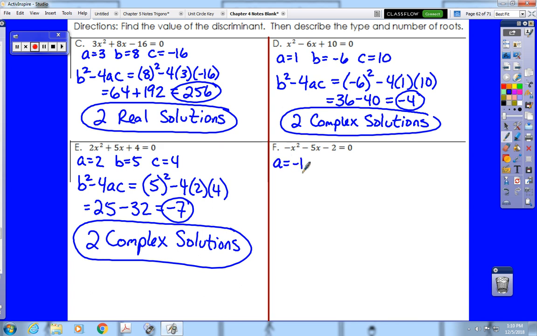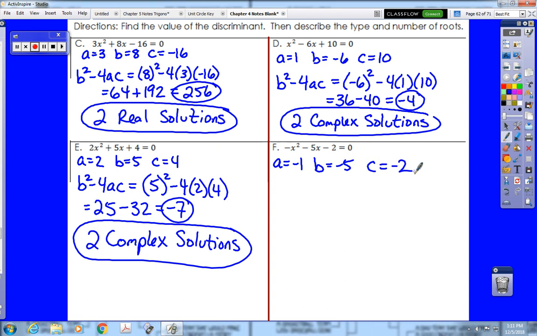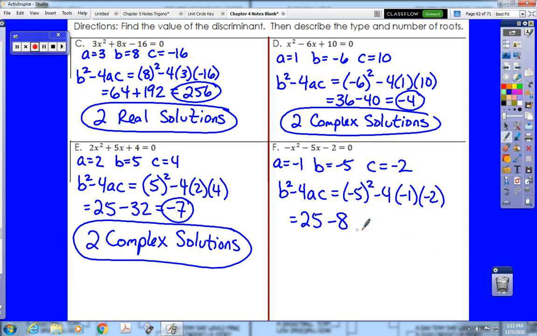Letter F is the first one we've had where A was negative, but it doesn't change the process at all. We identify A, B, and C, and we plug into b squared minus 4ac. So that would be negative 5 squared minus 4 times negative 1 times negative 2. That would be 25 minus 8, or 17. That is a positive number, so we have two real solutions.